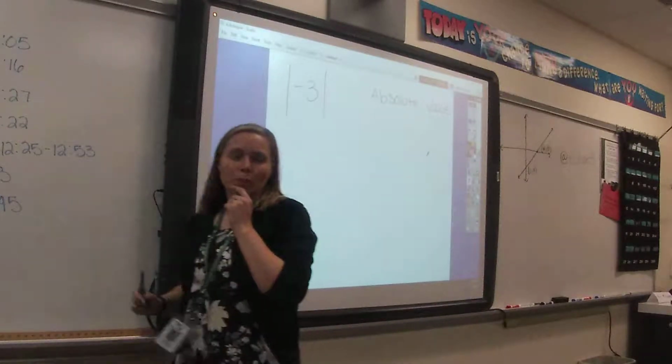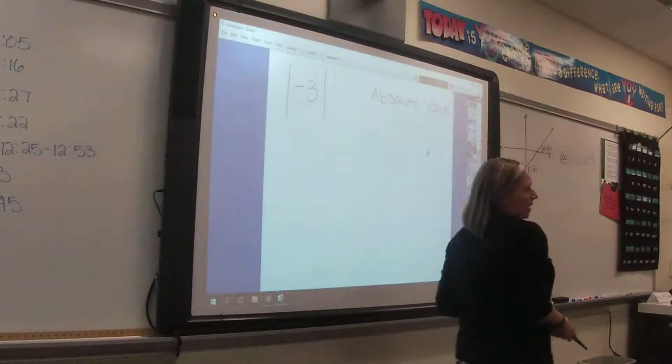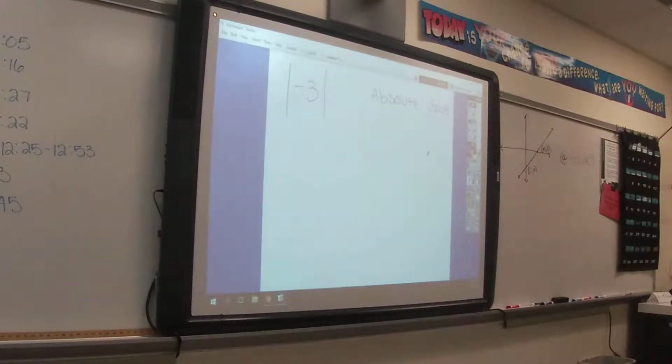What does absolute value mean? What is the absolute value of negative 3? 3. What's your name? Owen? 3? Okay, why is it 3, Owen? It's just like there's no sign really associated with it. It's just like what it is. Okay, so when a number doesn't have a sign associated with it, what sign is actually there? A positive. Okay, so absolute value says to make the number positive. Regardless of what the number is, make it positive.